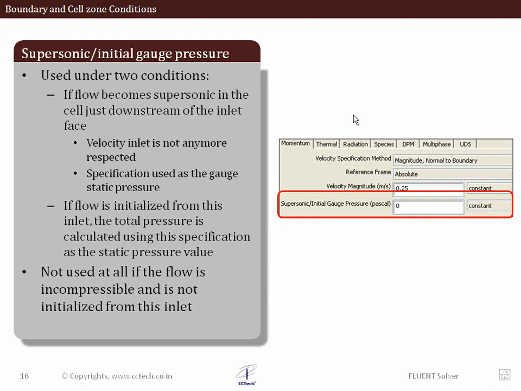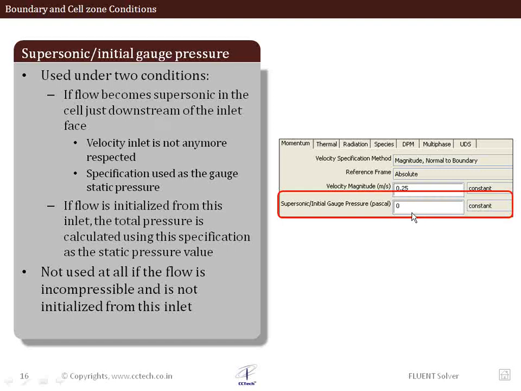Let's just have an idea about what this supersonic or initial gauge pressure means. There are two conditions under which this value is important for us. One situation is when, let's say, the flow becomes supersonic just downstream of the velocity inlet. If it becomes supersonic, then the velocity inlet value is not respected anymore, but whatever value that you specify here is treated as the static pressure. This is the static pressure which will be used.